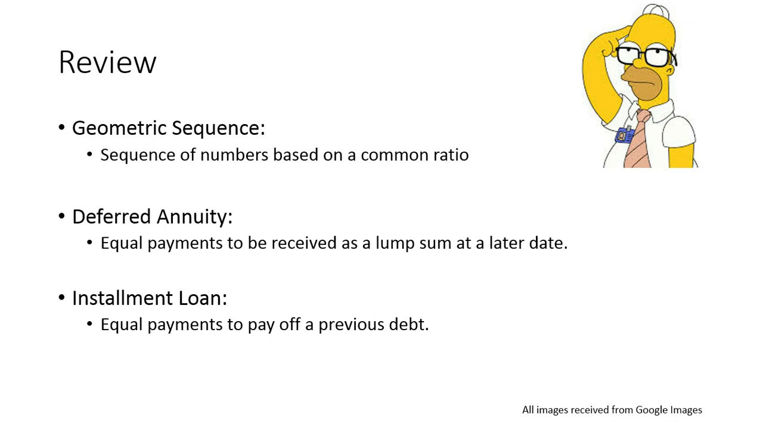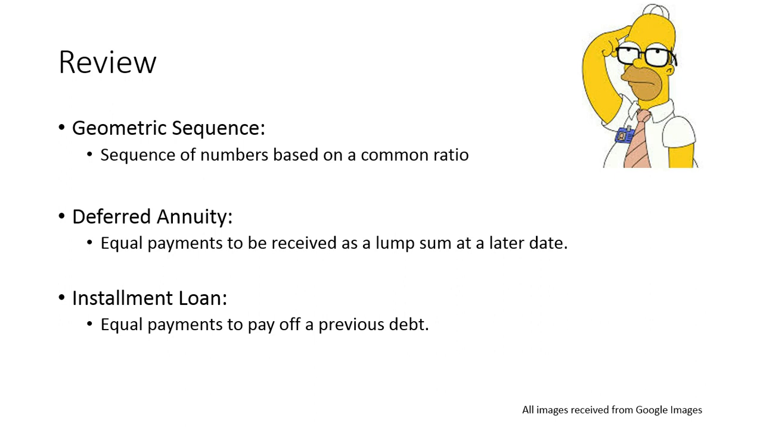So let's review here. A geometric sequence is a sequence that uses some sort of common ratio. Our common ratio is being multiplied in. It could be a whole number, it could be a fraction, it could be positive, it could be negative. We're just multiplying something into it. A deferred annuity is an equal payment over time, and then at the end you get a lump sum back of everything. So it's saving money over time.